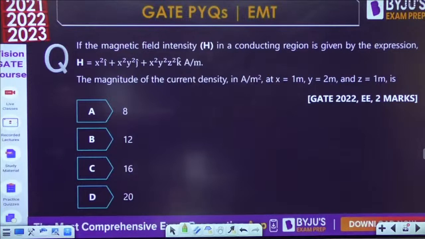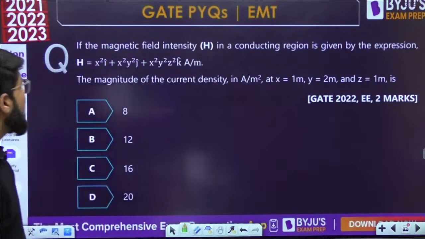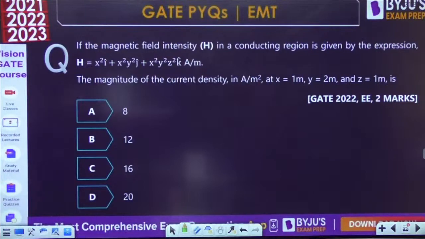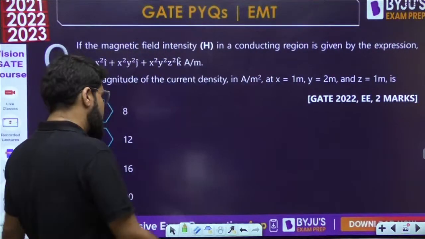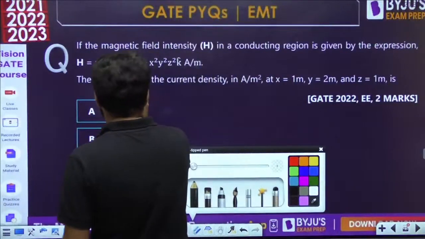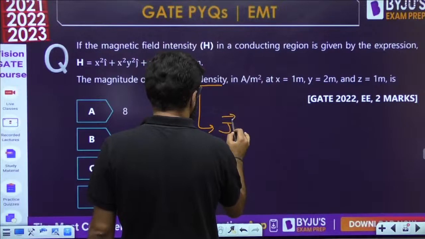Next question. If the magnetic field intensity in a conducting region is given by the expression x square i cap plus x square y square j cap plus x square y square z square k cap ampere per meter, what is the magnitude of the current density, in ampere per square meter, at x equal to 1, y equal to 2, z equal to 1? Basic Ampere's law question, 2022 EE, 2 marks, simple question.